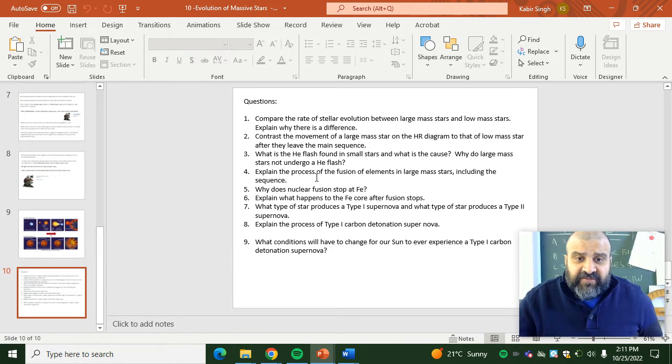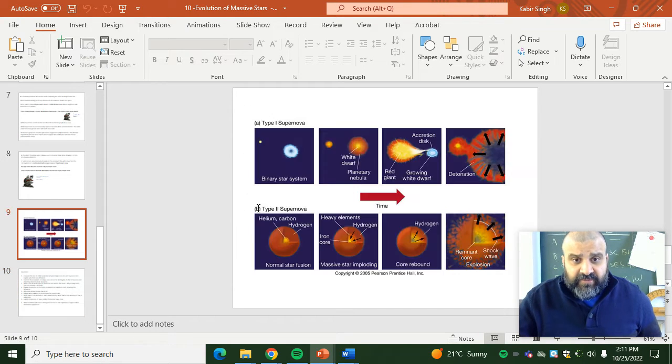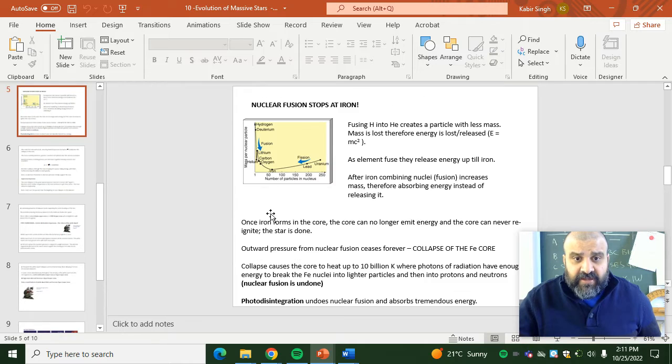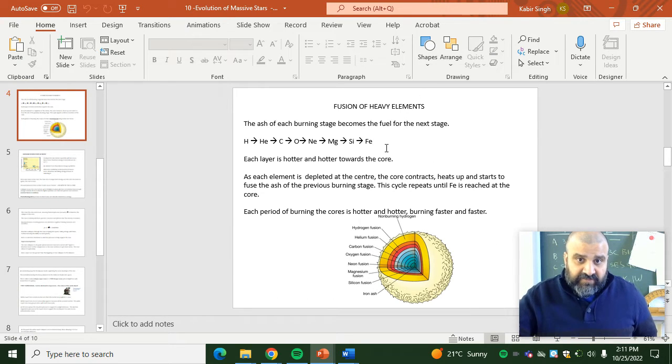Number 4, explain the process of the fusion of elements in large mass stars, including the sequence. So let's go back here. In a large mass star, at the very beginning, we have hydrogen fusion. The hydrogen fuses into helium, and then the core collapses and gets hotter and hotter, and it starts fusing the helium into carbon.